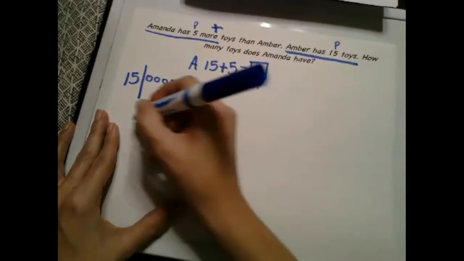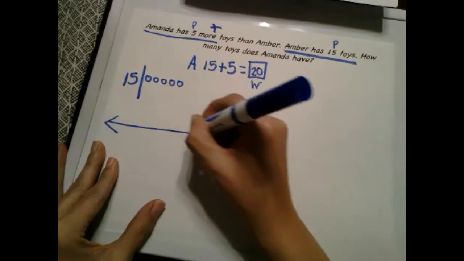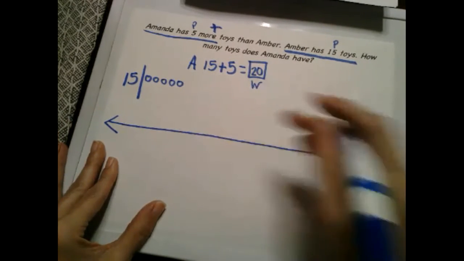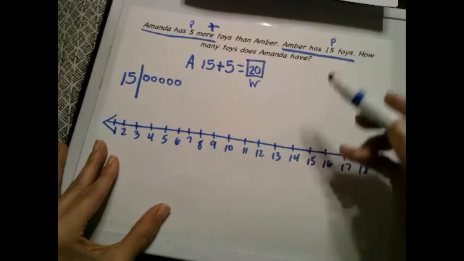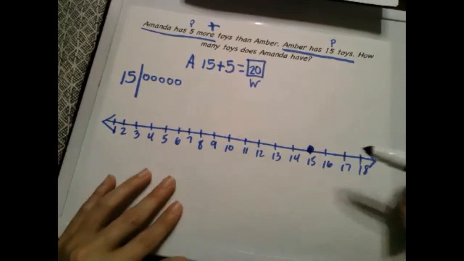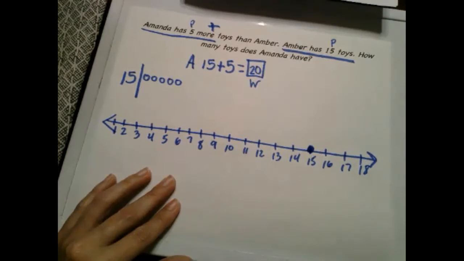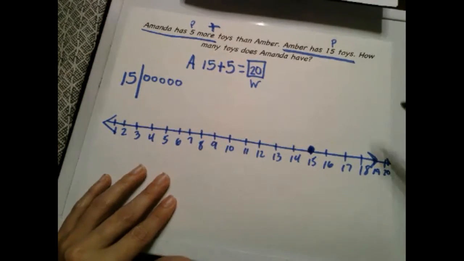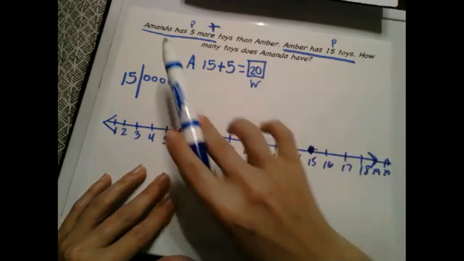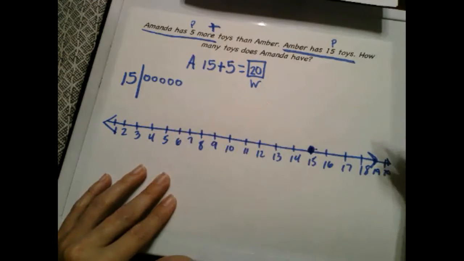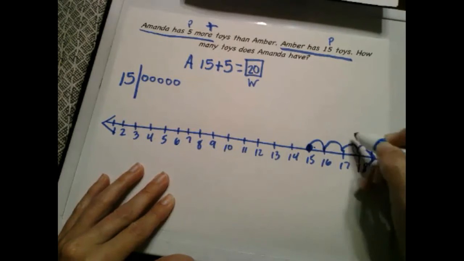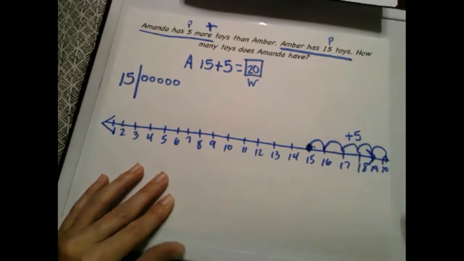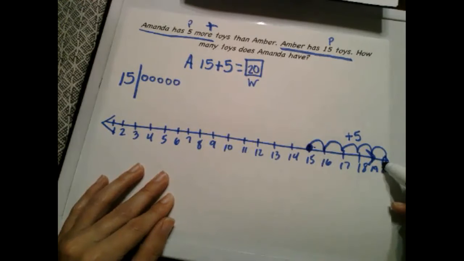I could have used a number line like I saw someone else use. I know that Amber has 15, so that's where I'm going to start. I also know that if she has 15, Amanda has 5 more. So I'm going to need to hop 5 more. 1, 2, 3, 4, 5. And what would be my answer? That's right, it would be 20.